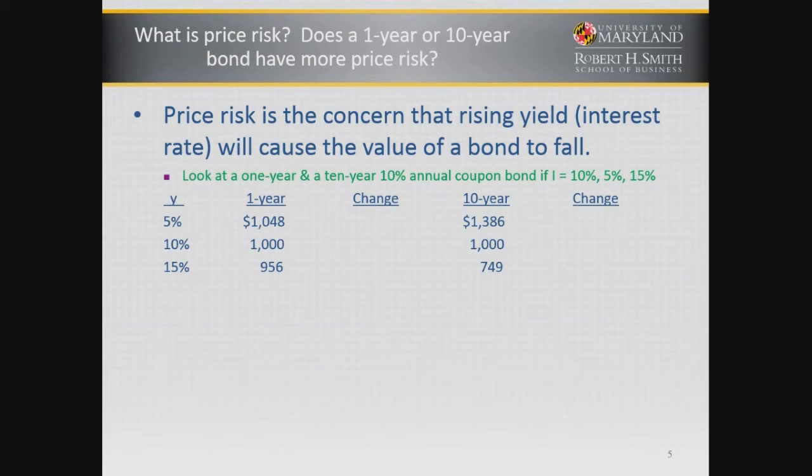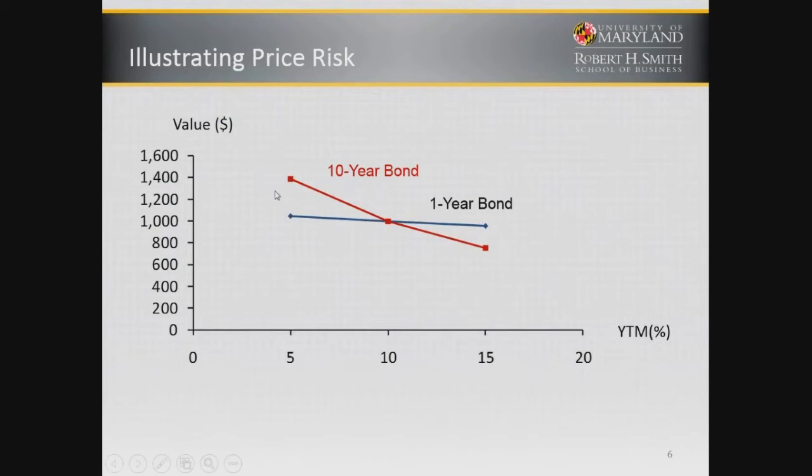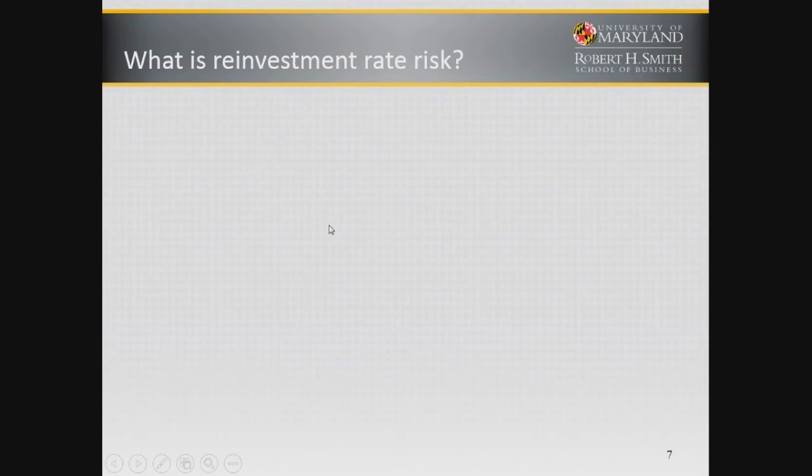If yields go down to 5%, the price goes up. If yields go up to 15%, the price goes down. And which has the bigger changes? The 10-year. We can see that graphically, how the price changes with the changes in yield to maturity. The relationship between price and yield is steeper for the 10-year, flatter for the 1-year.